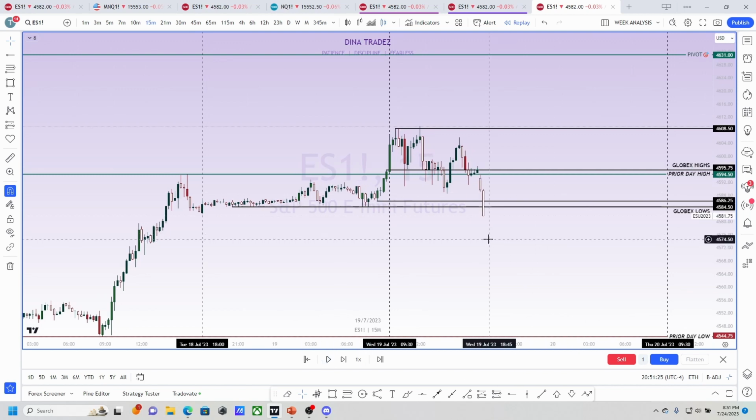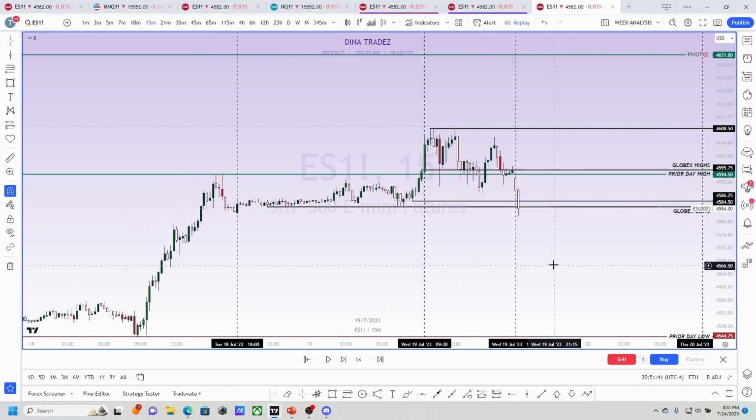Okay, this is, I believe, yeah, this was the open of the session. So I'm going to mark that out. Okay. So, hold on, let me mark that out. My bad. Okay. This is actually the open of the session for the next day.